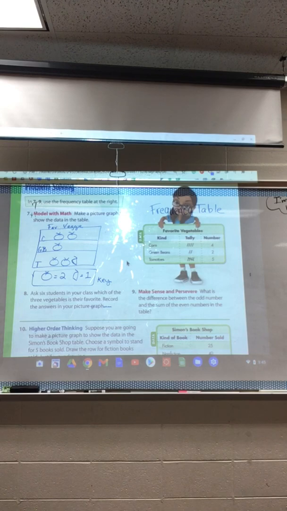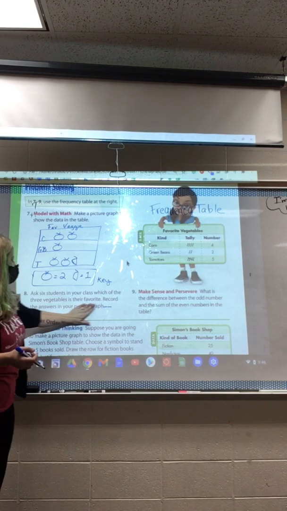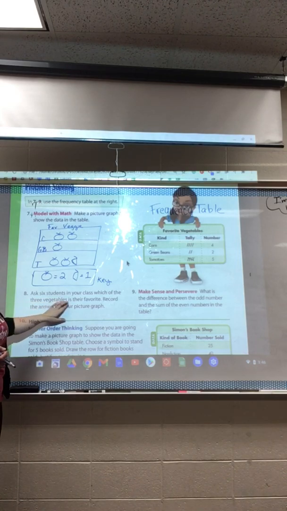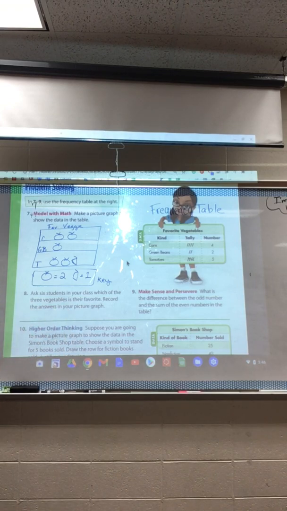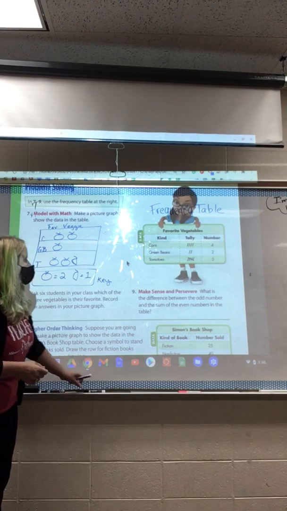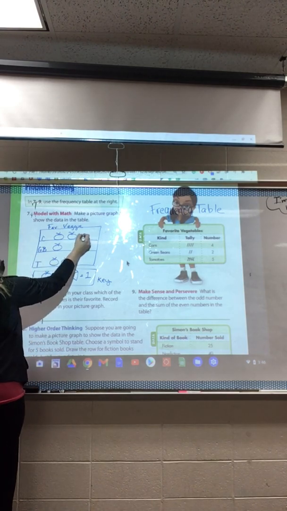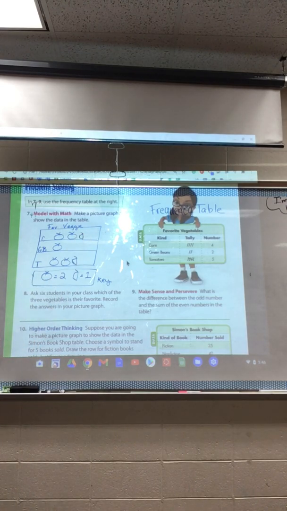Number 7. Ask 6 students in your class, which of the 3 veggies is your favorite? Record the answers in your picture graph. Well, I can't do that, so I'm going to do mine. So my favorite veggie would be corn. So I'm going to add 1 tomato for mine.